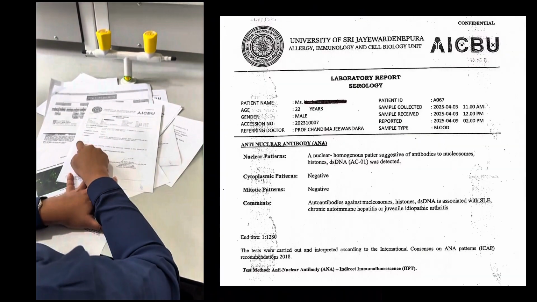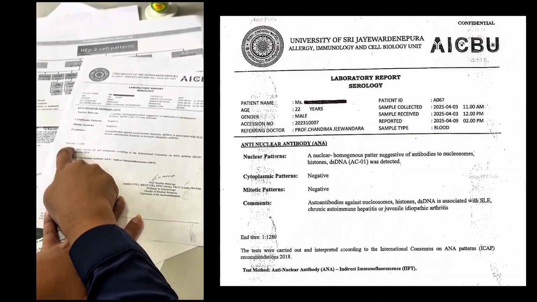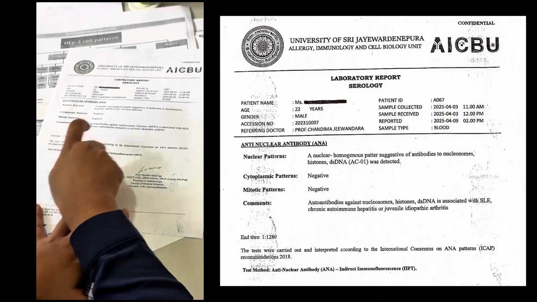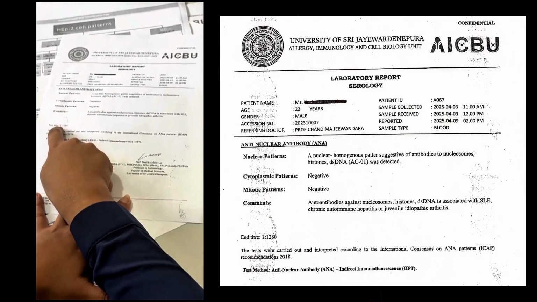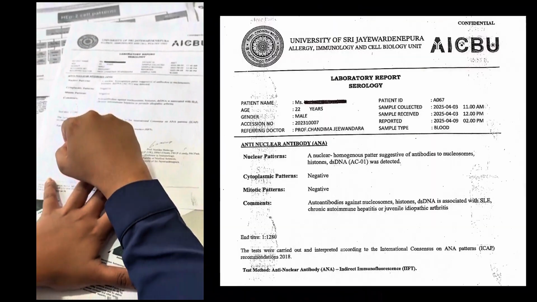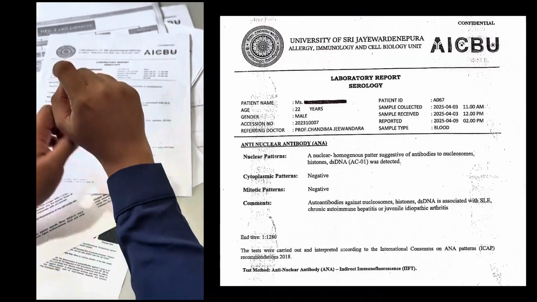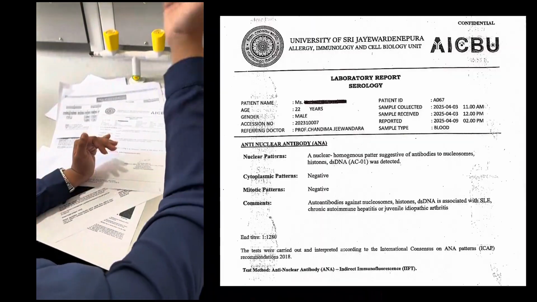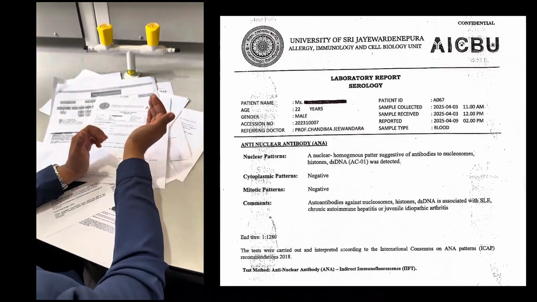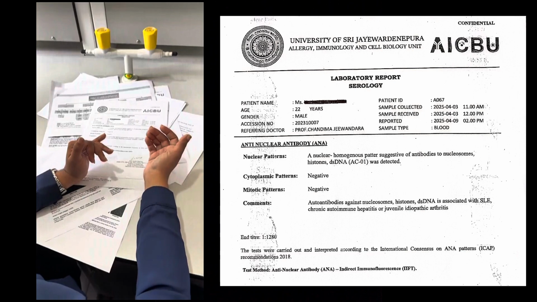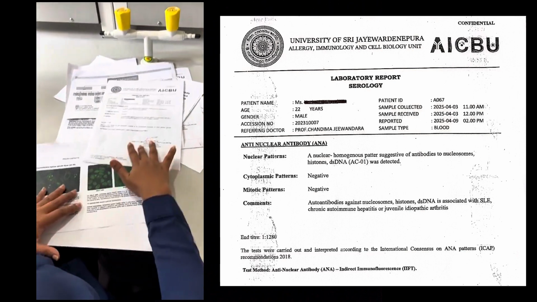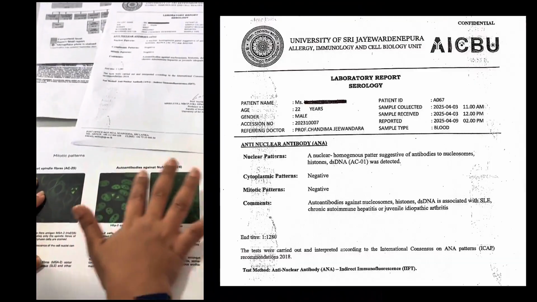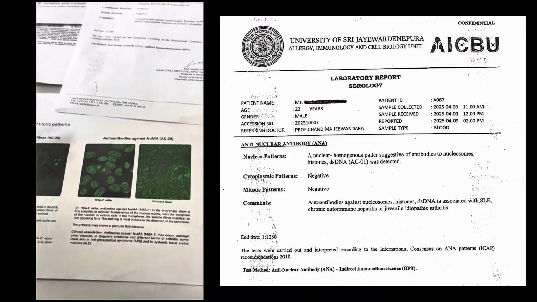Another important thing to read in the report is the titer. Titer means how much we dilute the patient's serum. Usually we take 1 in 80. If there is a high concentration of autoantibodies in the patient's blood, you will not see something clear like this. The whole area will be stained green, so you cannot read the pattern.